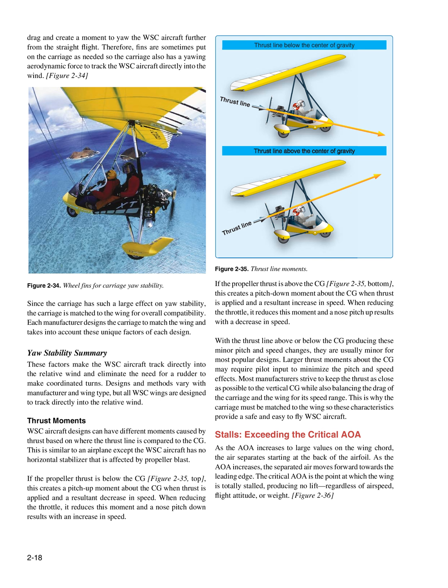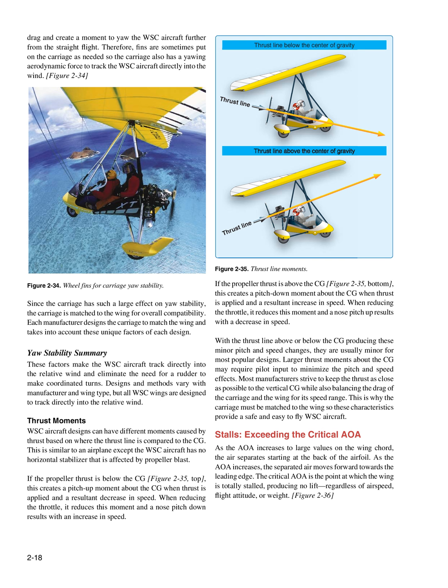Figure 234. Since the carriage has such a large effect on yaw stability, the carriage is matched to the wing for overall compatibility. Each manufacturer designs the carriage to match the wing and takes into account these unique factors of each design. Yaw stability summary. These factors make the WSC aircraft track directly into the relative wind and eliminate the need for a rudder to make coordinated turns. Designs and methods vary with manufacturer and wing type, but all WSC wings are designed to track directly into the relative wind.